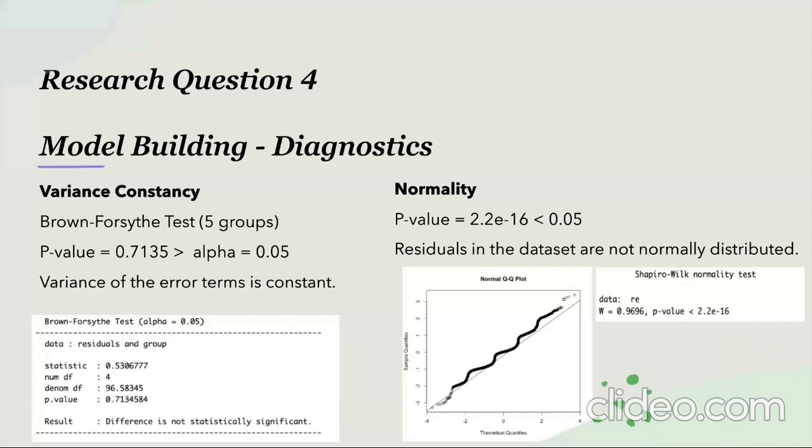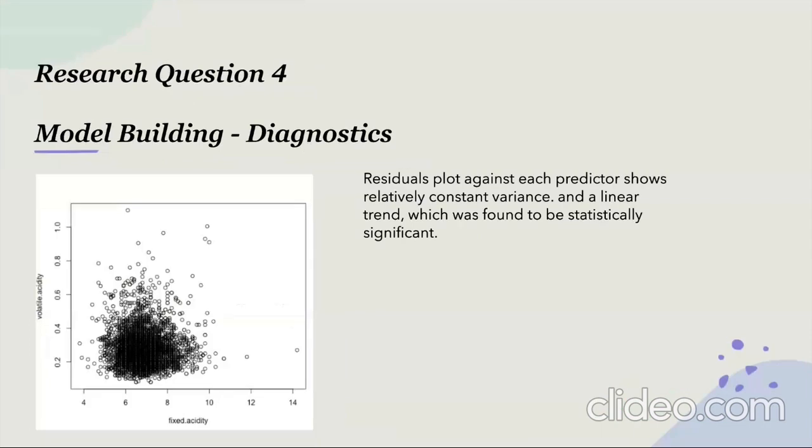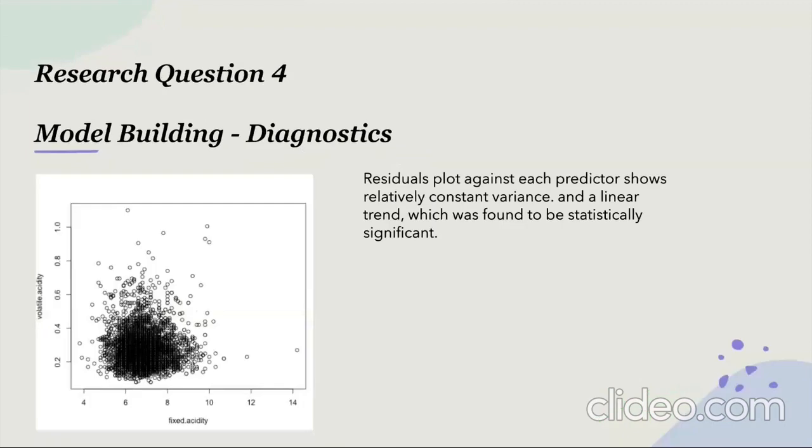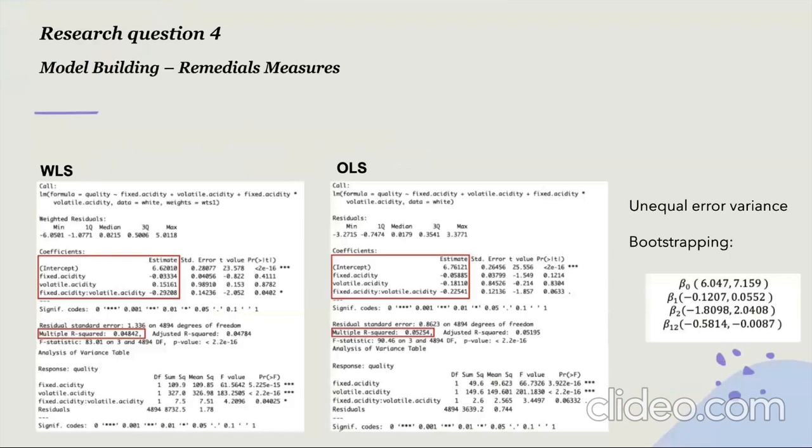For the model building, we did the Brown-Forsythe test, which gives a p-value larger than alpha equals 0.05, and we can say that the variance of the error terms is constant. For normality, we used the Shapiro test and got a p-value smaller than alpha, so the residuals in the dataset are not normally distributed. The residual plots are also obtained to see the constant variance and the linear trend, and we found that it is statistically significant.